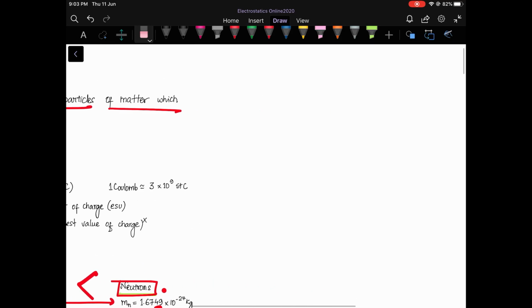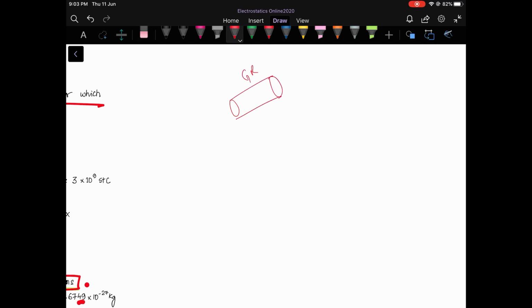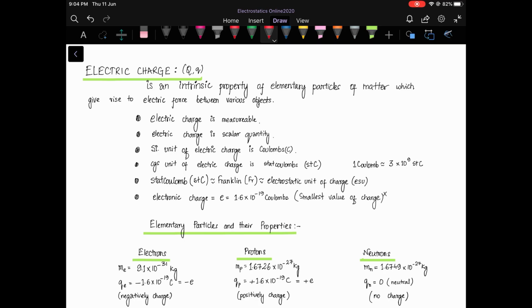In simple words, what I'm trying to say is that when we are rubbing the glass rod with the silk cloth, these electrons and protons inside the glass rod and in the silk cloth are the reasons why they develop a property of attracting or repelling other objects. So what is electric charge? Electric charge is an intrinsic property of elementary particles which gives rise to electric force.